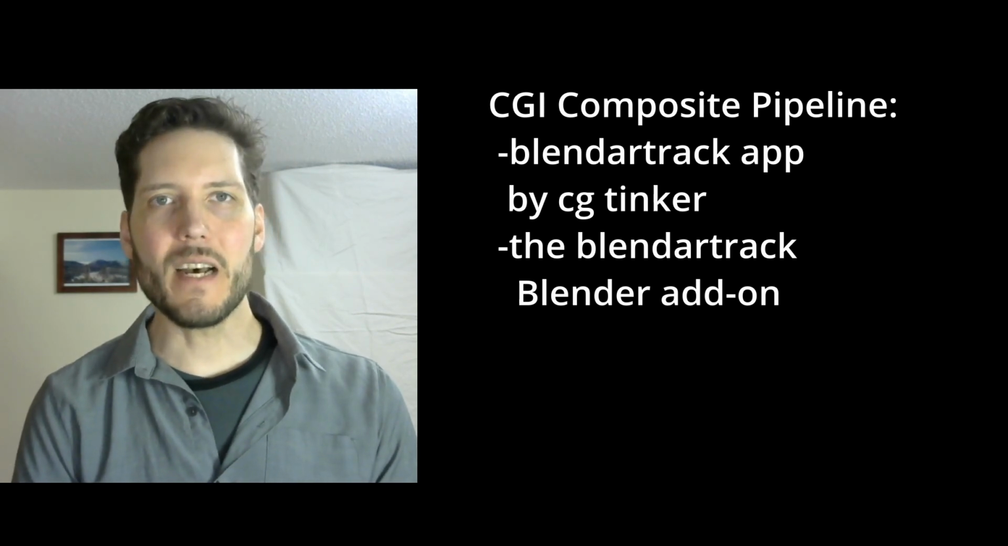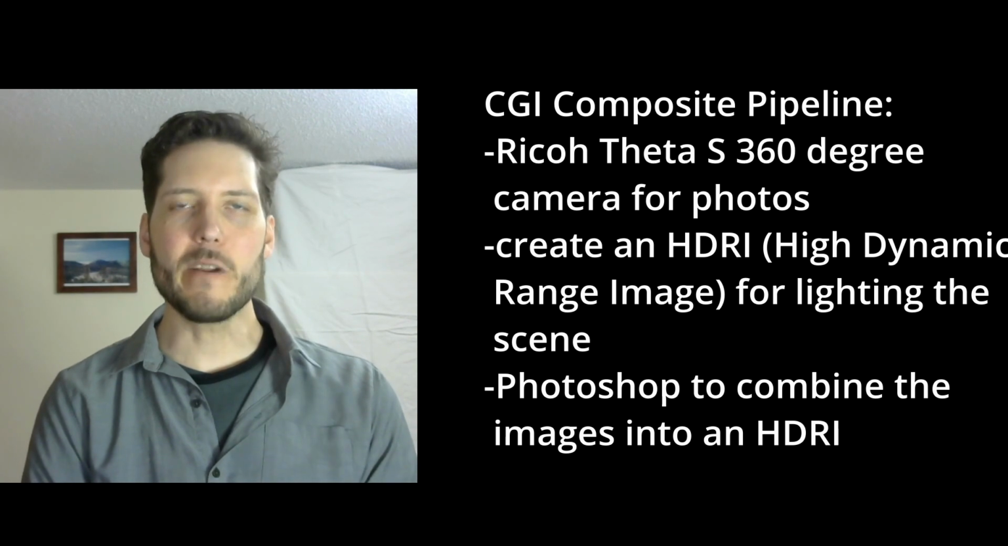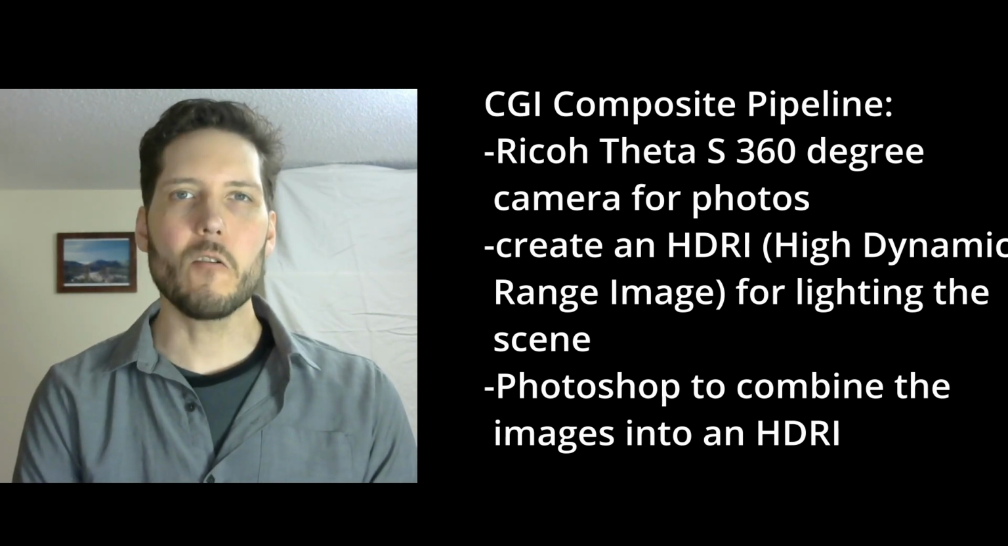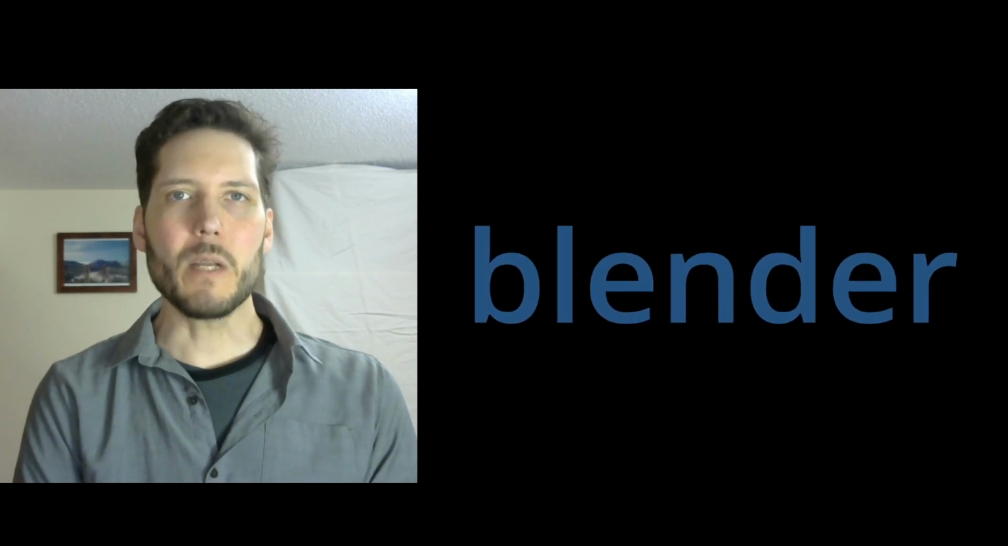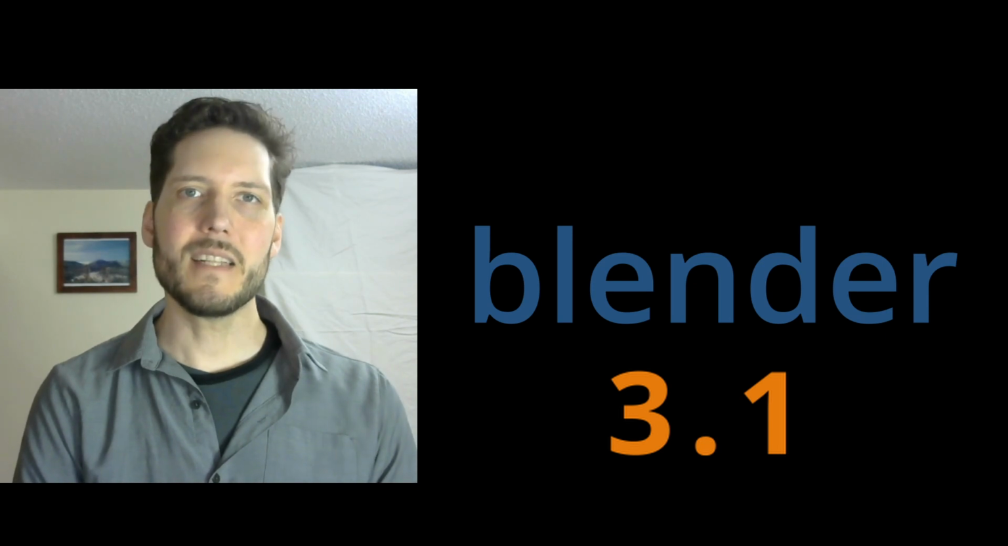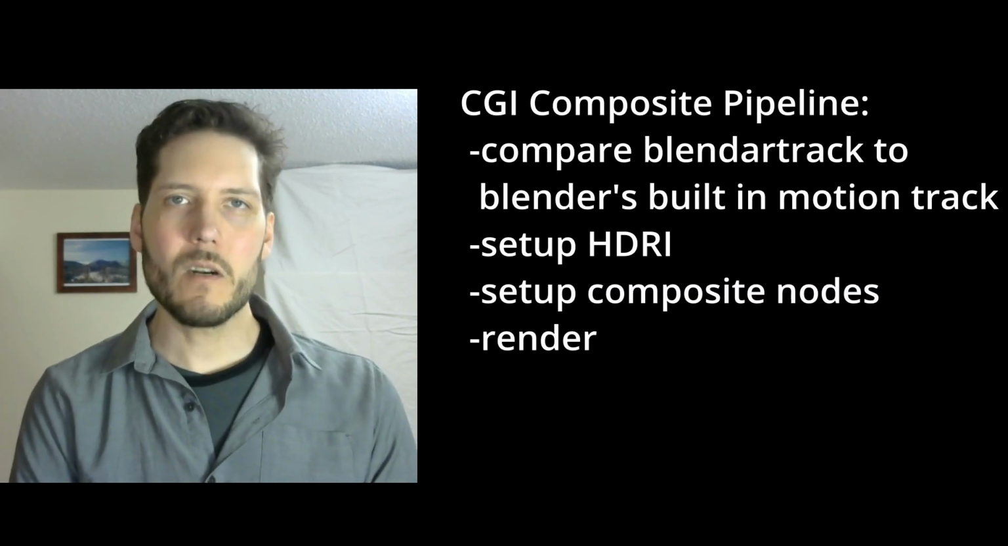And then I'm going to use a Ricoh Theta S 360 degree camera to snap some images and then turn those into an HDRI in Photoshop. Then I'm going to put that in Blender. I'm going to throw in a model that I made that's animated and add a particle effect.